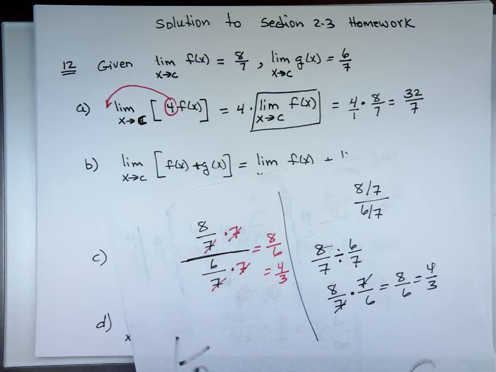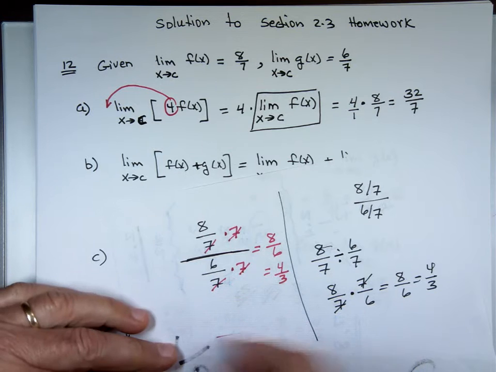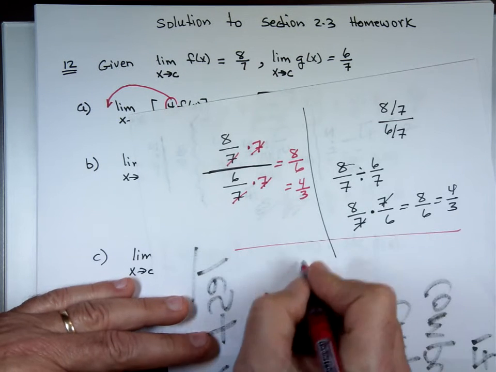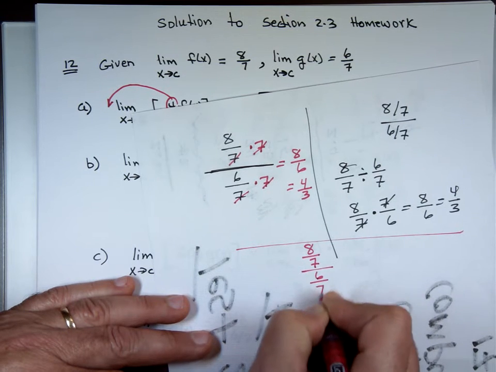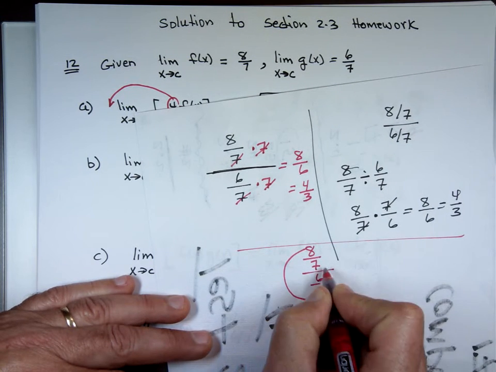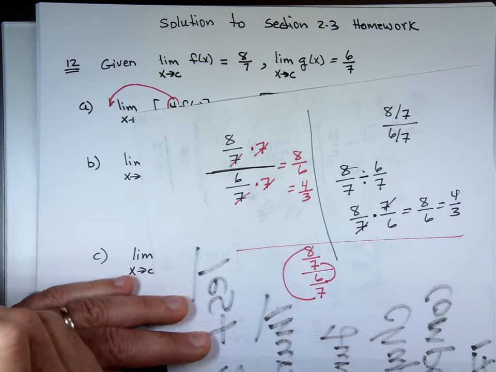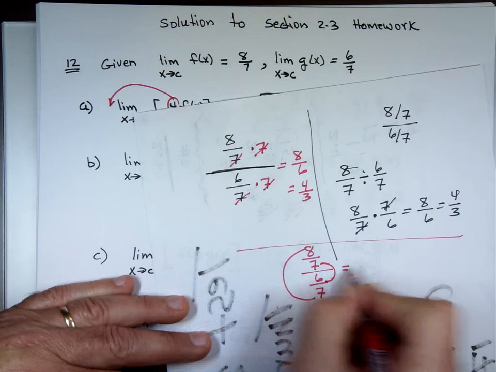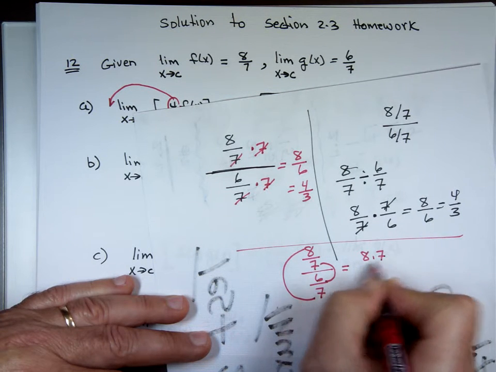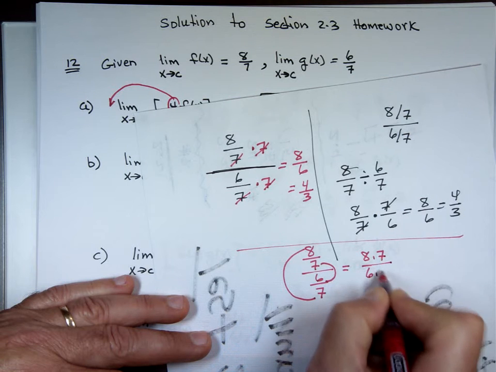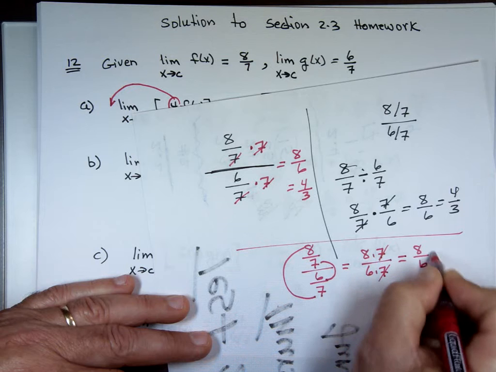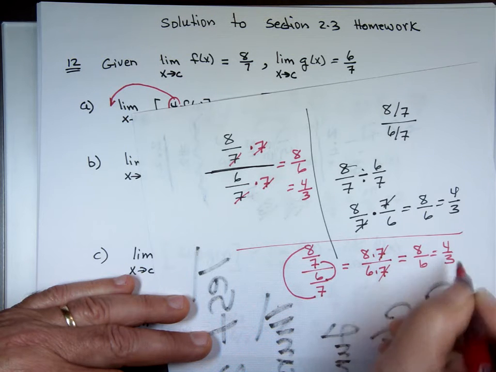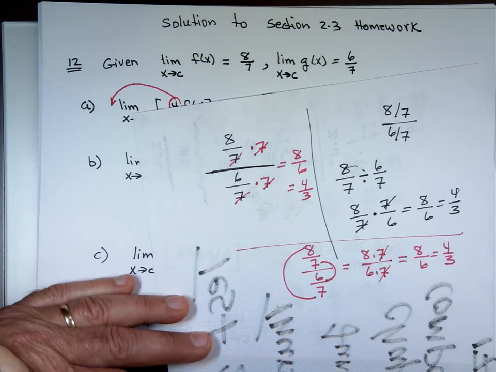You don't like that? No problem. Third way. When you have 8 over 7 divided by 6 over 7, it's the outside over the inside, always. 8 times 7, that's the outside. The inside is 6 times 7. The 7s will cancel. 8 over 6. Any way you want to, the answer is the same.